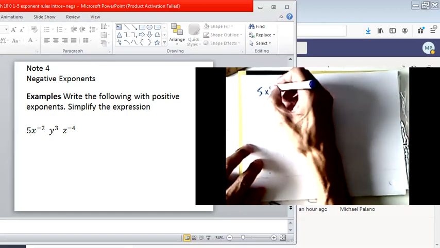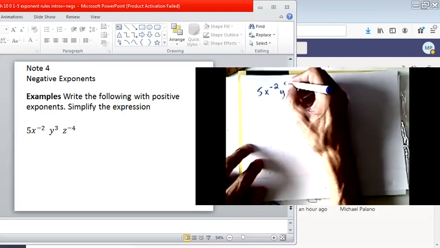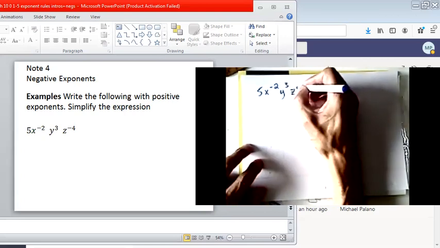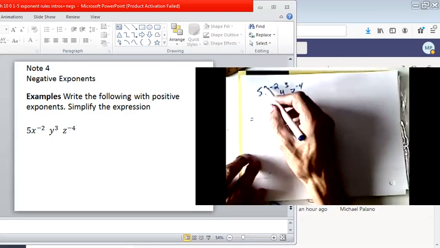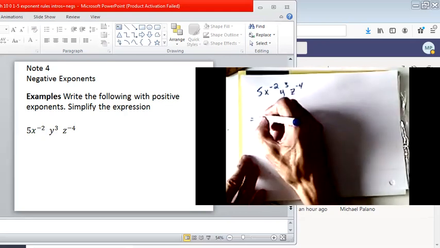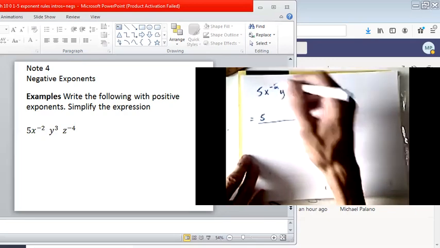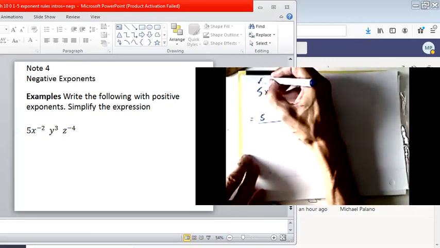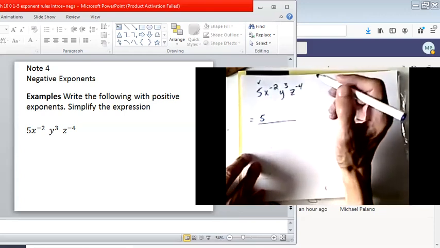So the 5, are we going to move the 5 around at all? No. The 5 is up, there's no exponent there, right? So the 5 stays, and it'll stay on the top. And so watch. We thought about the 5, we've taken care of it, so we put a little check mark there.